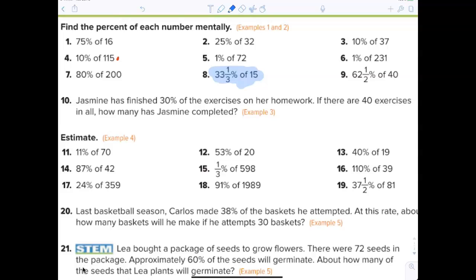It's about 1. What do you think? 5. Anybody else? Tell us why it's 5. Because 33% is 1/3 of 100. That's right, guys. 33 1/3% is 1/3. You have to know that. And 1/3 means divided by 3. What's 15 divided by 3? 5. That's excellent.